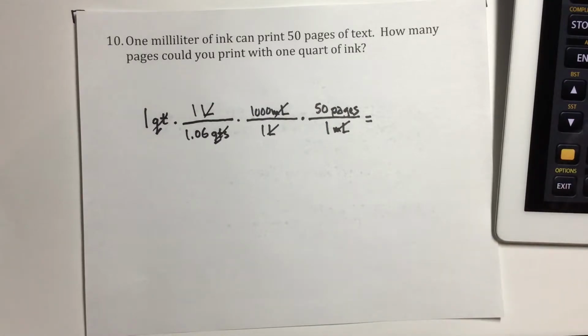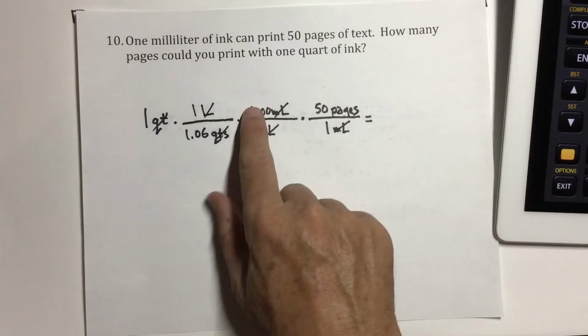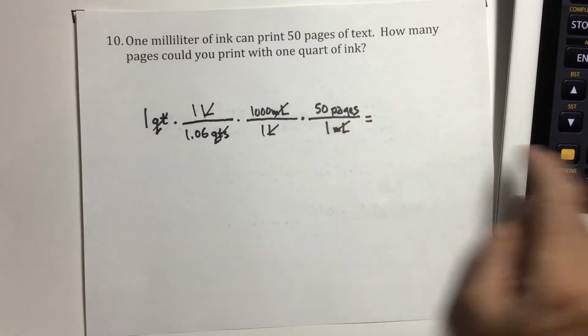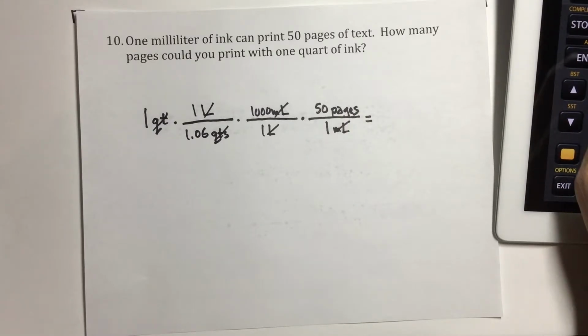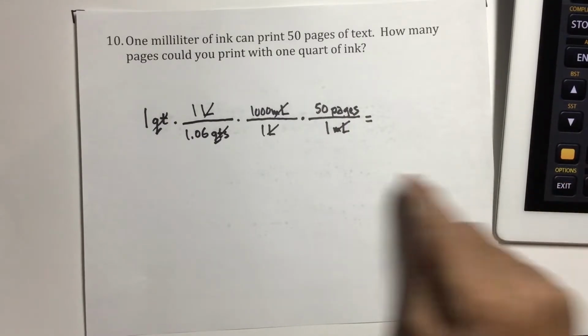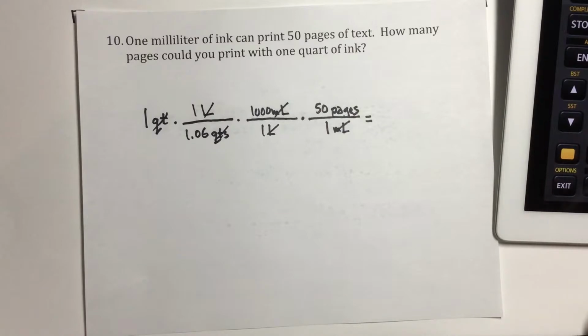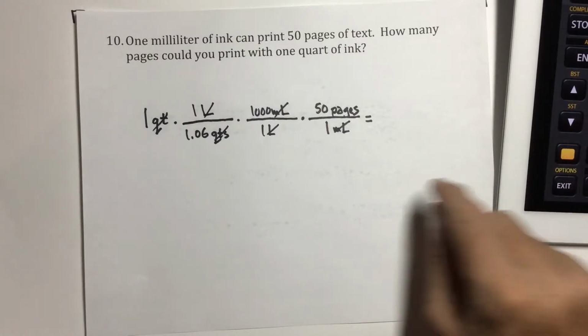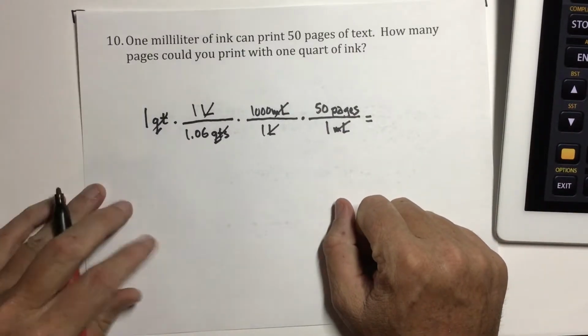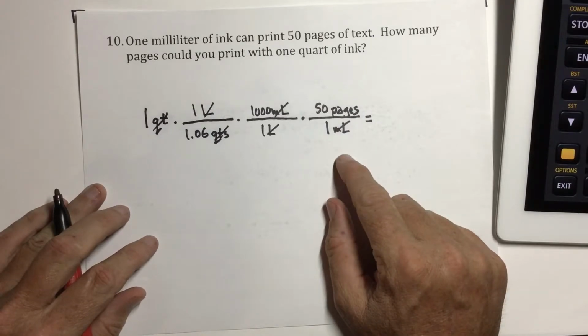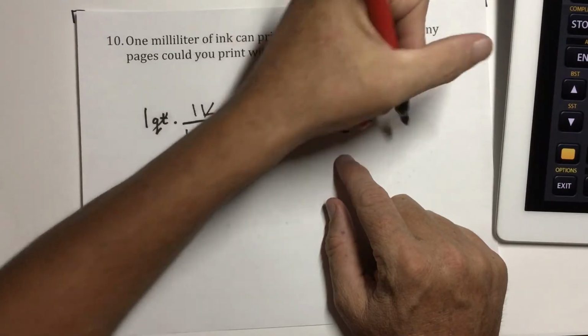So let's see, I've got 1,000 times 50 divided by 1.06. Looks like you could do 47,169 pages.